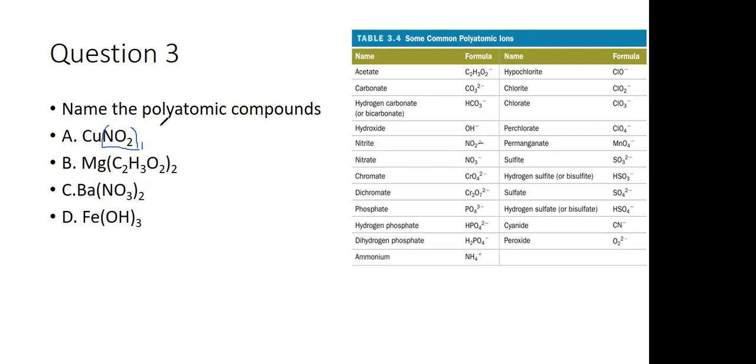So the way to name this molecule, it would be copper, Roman numeral one, then you just name the polyatomic ion, nitrite. So this is copper one nitrite.